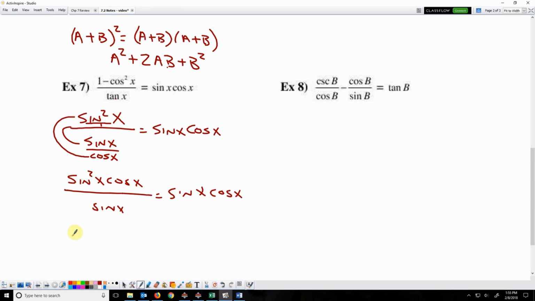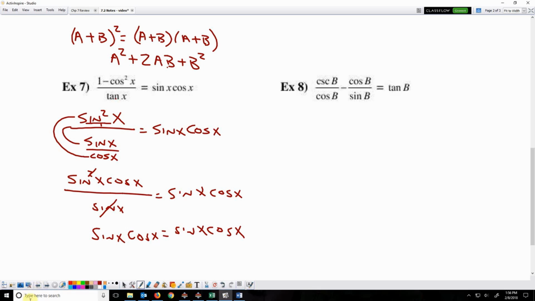I've got a pair of sine x in the numerator, and one in the denominator. I can cancel out 1 sine x out of the numerator and the denominator, leaving me with sine x cosine x in the numerator and sine x cosine x in the denominator, and that proves that the original statement is true.